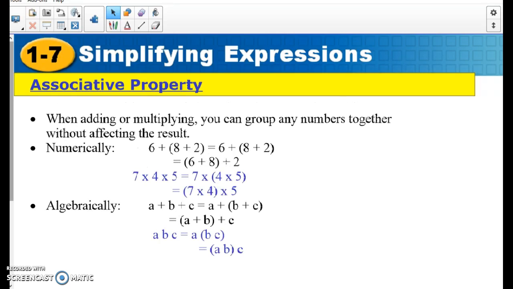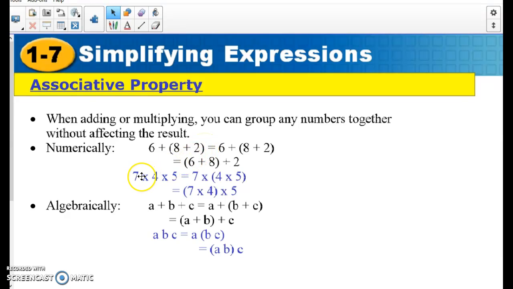The other property is the associative property, and this looks like the word associate, so it just changes up how we are associating the numbers. Here you see we have 6 plus 8 plus 2, with parentheses around 8 and 2, and here you have the parentheses around 6 and 8. So it doesn't matter which way I add them up. 6 plus 8 plus 2 is always going to be 16.